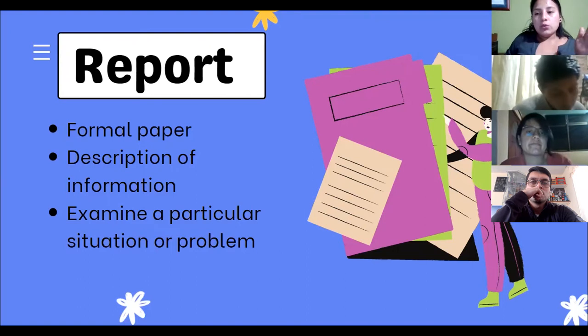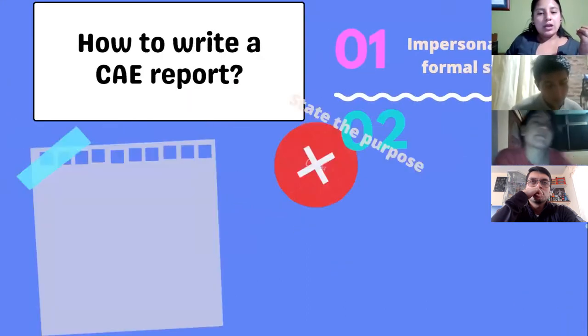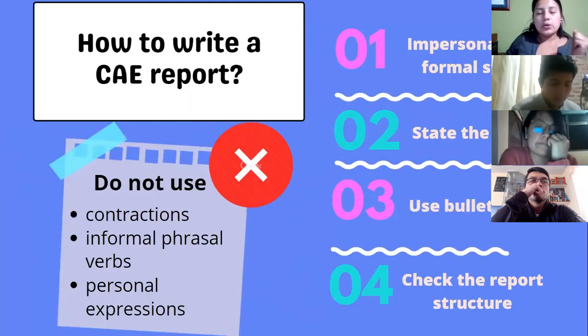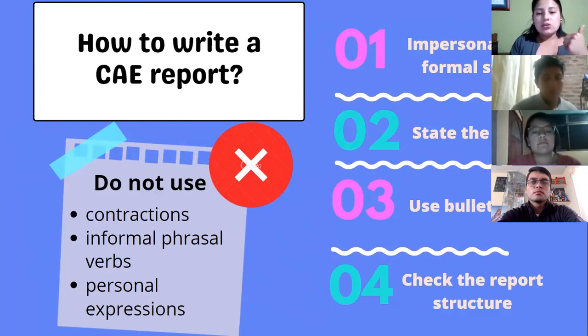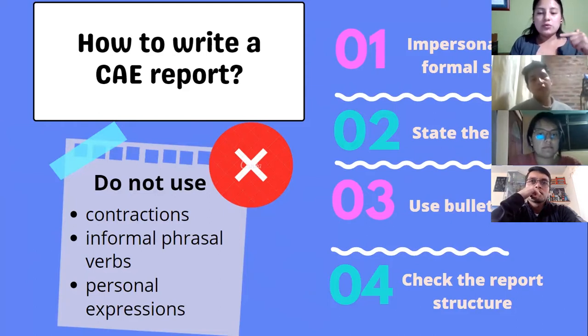For example, what things should a candidate do to write a KET report? The first thing is to use an impersonal and formal style. And the second one is to state the purpose of the report and include some headings. Use bullet points, but remember to use them only in one section of your report and don't exaggerate. The fourth one is to check the report structure that we are going to see in the next slide.